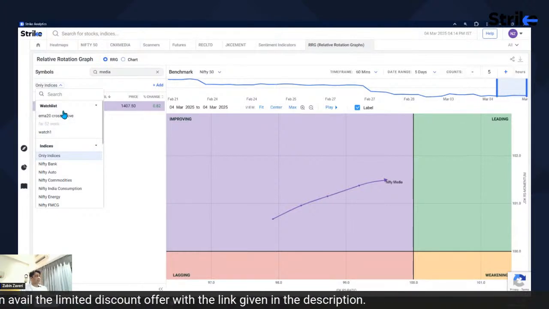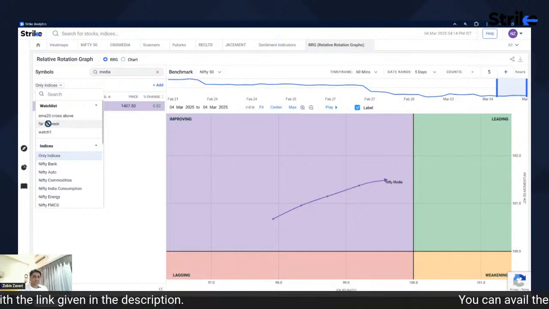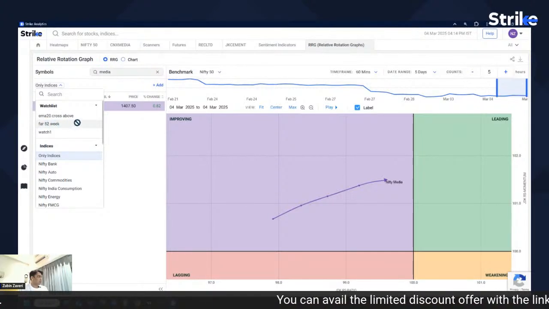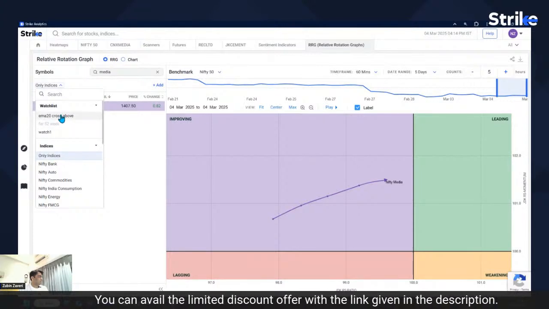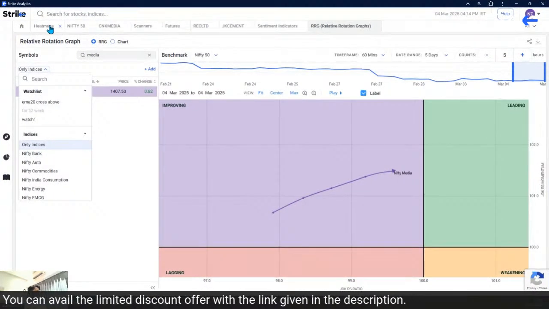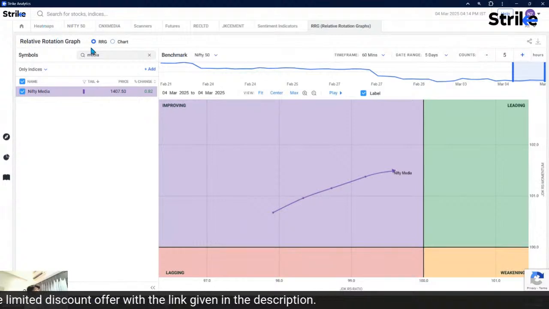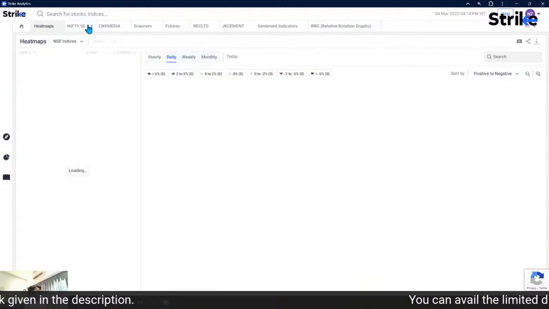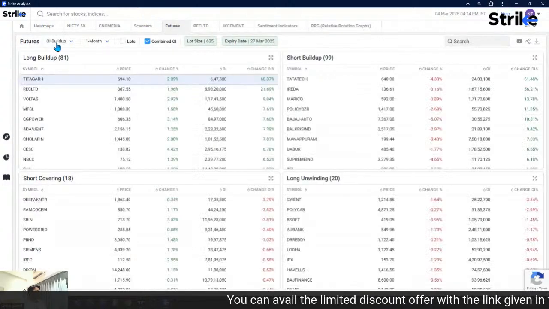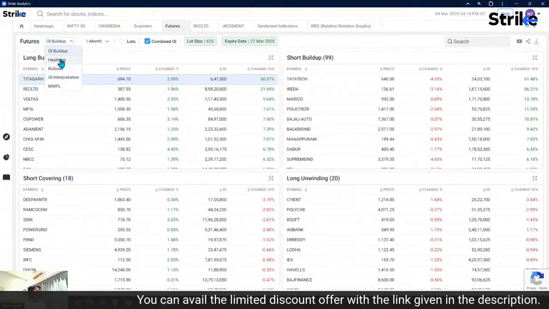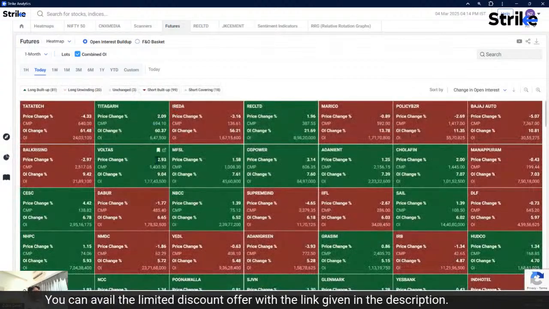Now, one more thing in RRG, you can see that this is disabled. The watch list that we have created is disabled because it has more than 50 stocks. So you can break it down. Let's make another watch list over here. This is something that we can do from the futures. Let's make a watch list from the futures, from the heat maps over here.